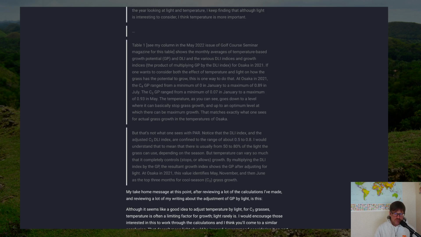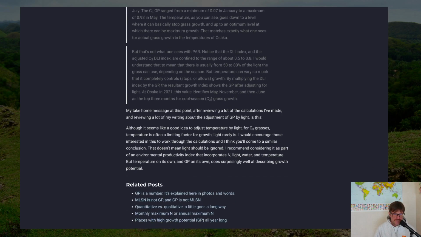But that's not what one sees with PAR. And I'm referring here to what's in the tables. Notice that the DLI index and the adjusted C3 DLI index, which accounts for the light saturation point for cool season grasses, are confined to the range of about 0.5 to 0.8. I would understand that to mean that there is usually from 50 to 80% of the light the grass can use, depending on the season.